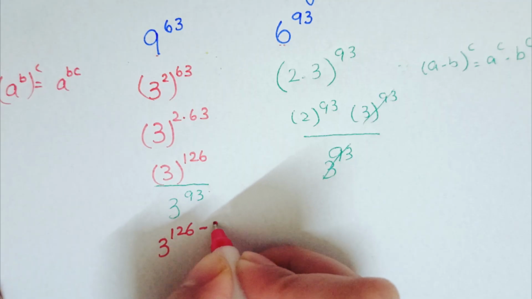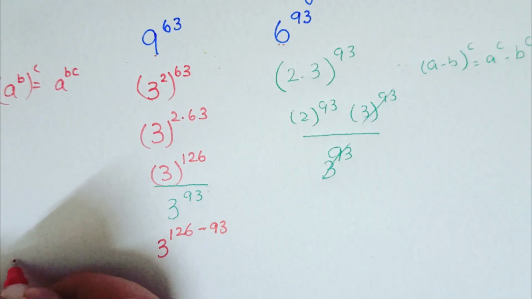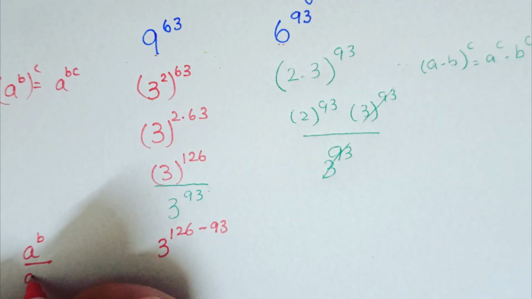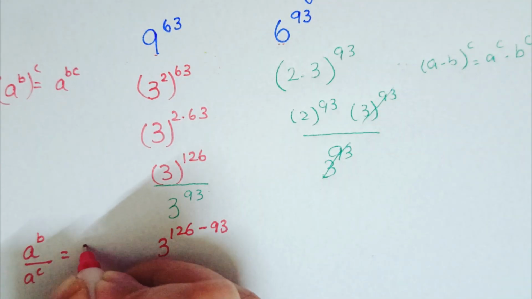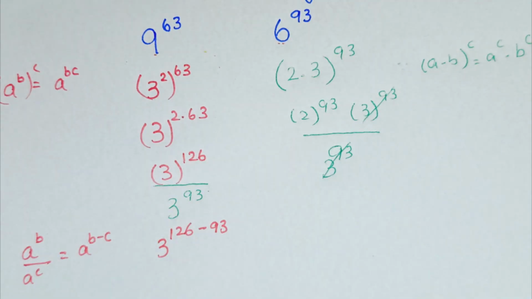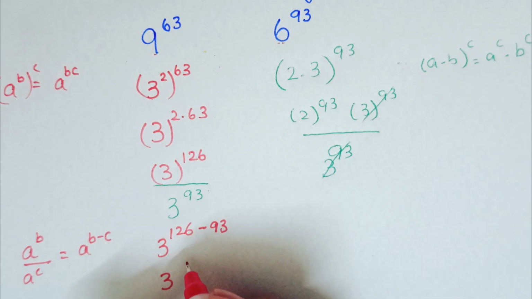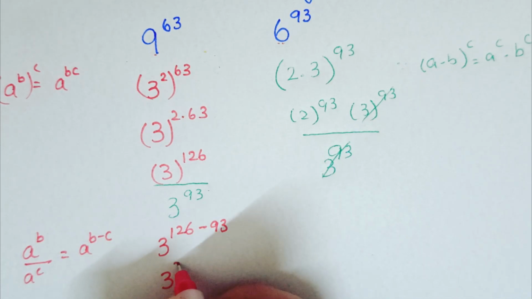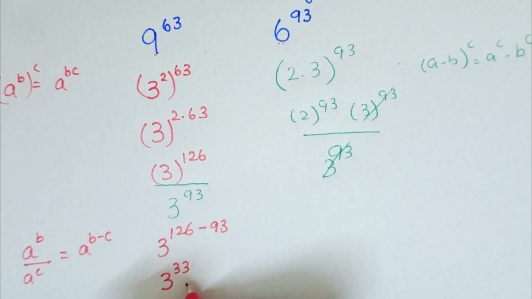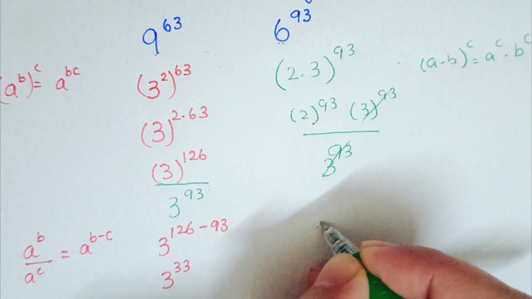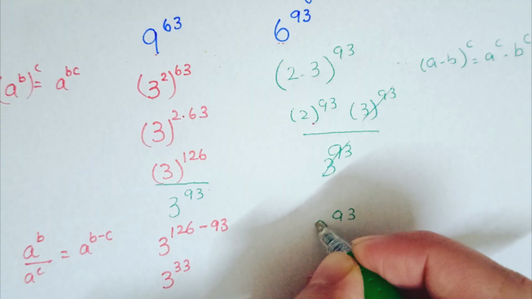126 minus 93. Why? Because we know that a raised to the power b over a raised to the power c can be written as a raised to the power b minus c. So we get 3 raised to the power 33. Subtracting both of these, we will get 3 raised to the power 33. And from this side, we will only get 2 raised to the power 93.